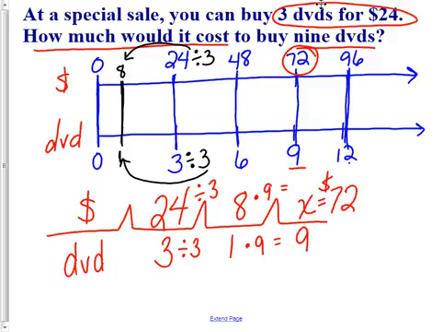And then if I wanted to, I could count by 8s on my top number line, and that would give me how much for each individual DVD. One DVD for $8, two DVDs for $16, three for $24, four for $32, 5 for $40, and I could keep going if I wanted to. I don't have to, but notice that relationship that you can show on the double number line. All right, let's look at another example.